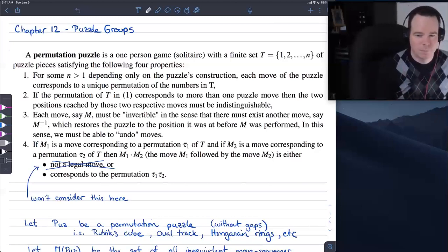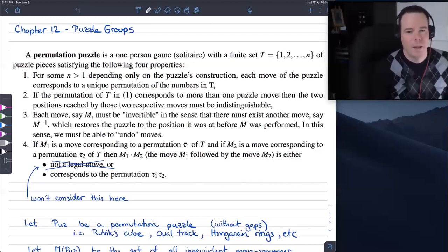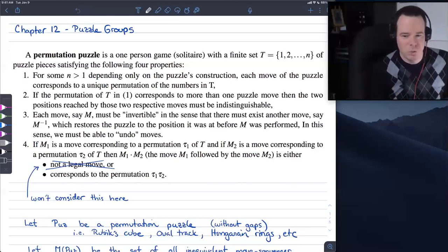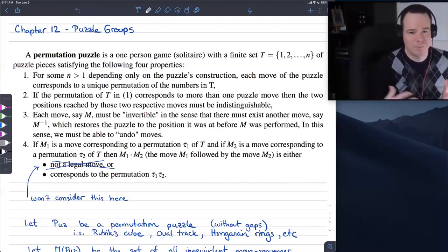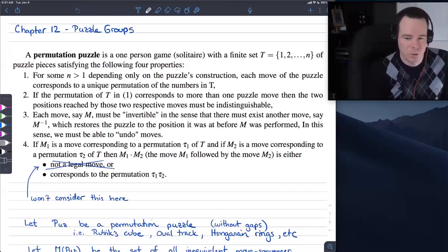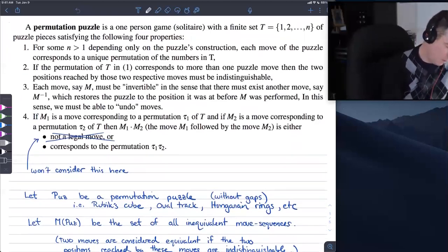That's part 4. Each move sequence has an inverse. That's part 3. And there's basically a do nothing move sequence. You don't even have to touch the puzzle. That's the identity. And so there's where our group structure is coming into play.